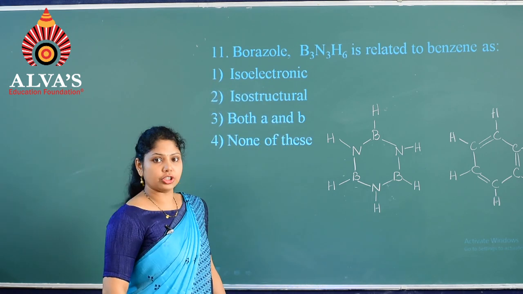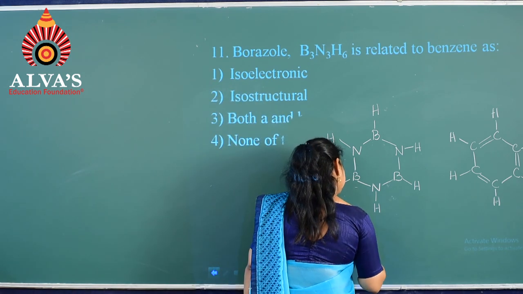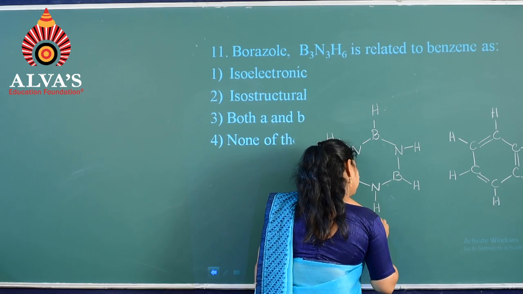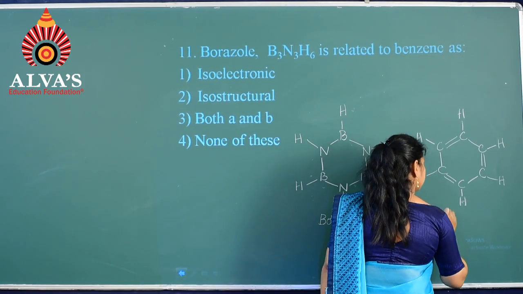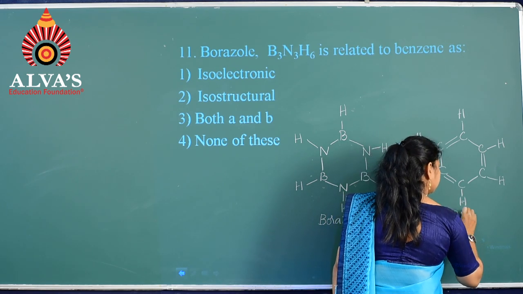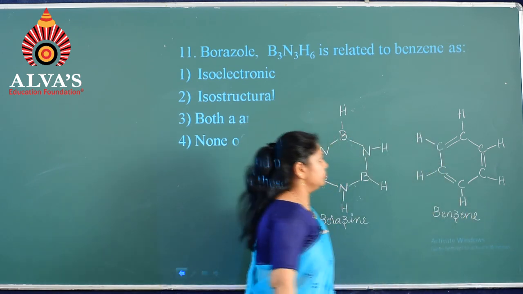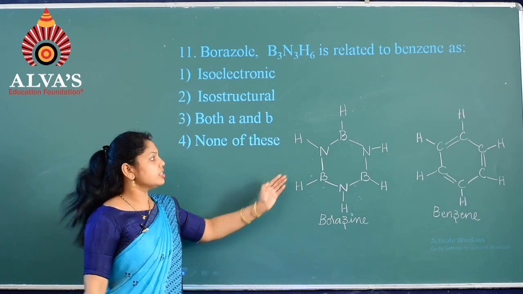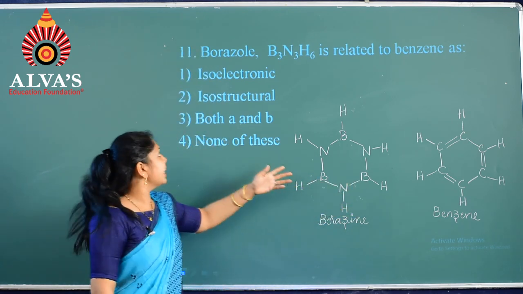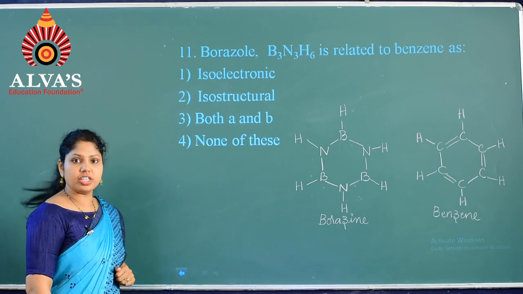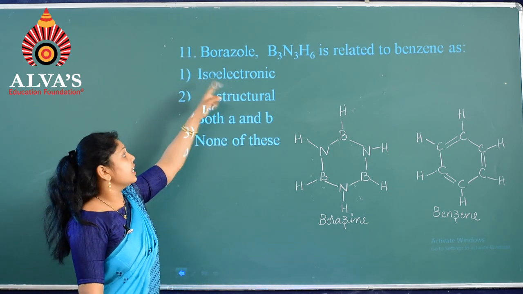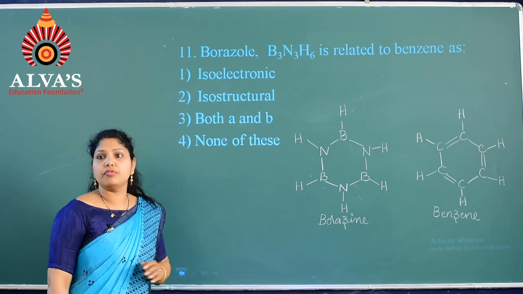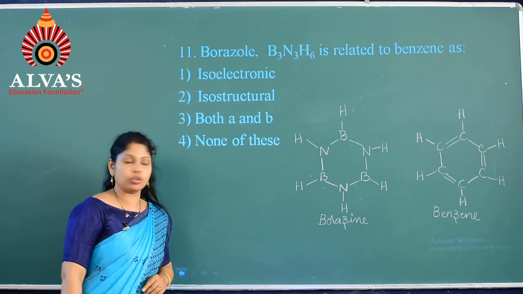If you observe the structure of borazine and benzene, both the structures are very much similar. So, we can tell that these are isostructural in nature, whereas there is one more option regarding isoelectronic. We have to check whether these have the same number of electrons or not.